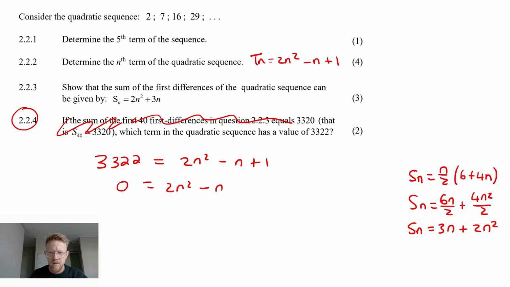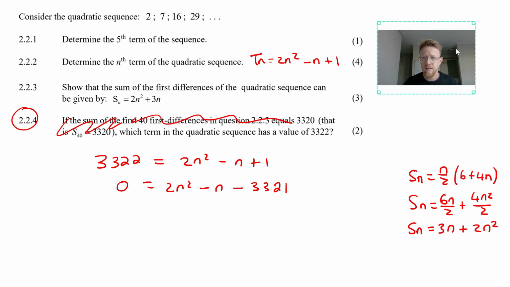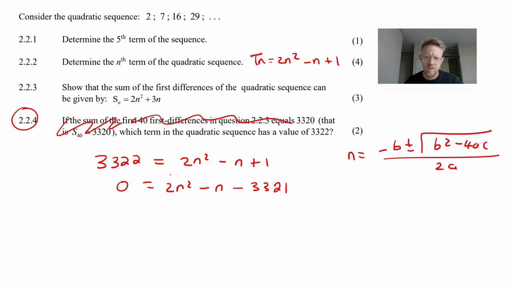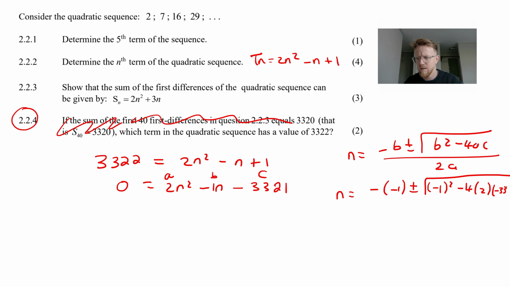Bob's your auntie. So if you had to take that over, it would become negative 3321. And now you can just solve using the quadratic formula. So we know that the quadratic formula is n equals minus b plus or minus the square root of b squared minus 4ac, over 2a. And so this would be a, minus 1 would be b, and then this would be c. And so you would end up with b as minus 1, a is 2, and then c is minus 3321. Okay, let me just make a bit more space there.